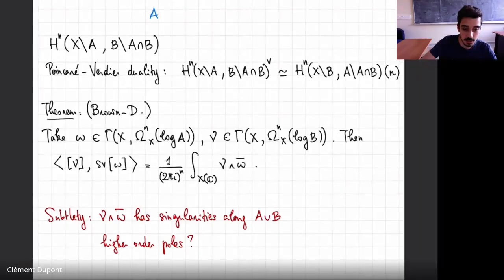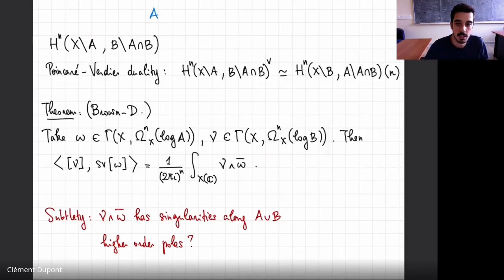Question. Locally, you can always assume that your forms have logarithmic poles, right? You subtract an exact form, and then maybe you could use some Stokes theorem to say that the integral doesn't change? Sure, yeah, you're right. So there's a general theorem due to Griffiths and Deligne, which tells you that logarithmic forms describe the whole cohomology. So this means that apart from the fact that I've taken global forms here, this theorem essentially describes everything for you.